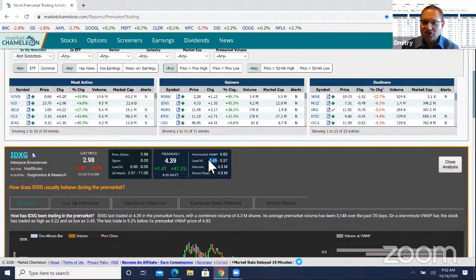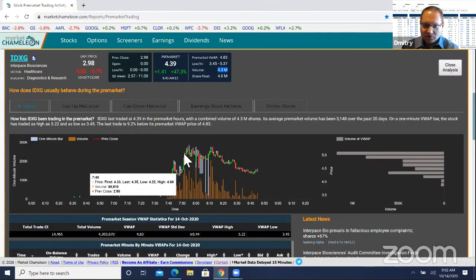We see this is the range in the pre-market hours, $3.45 to $5.37. It's traded 4.3 million shares in the pre-market compared to a 4 million float. So a very significant amount of shares trading on a relative basis. This is what the pre-market chart looks like.